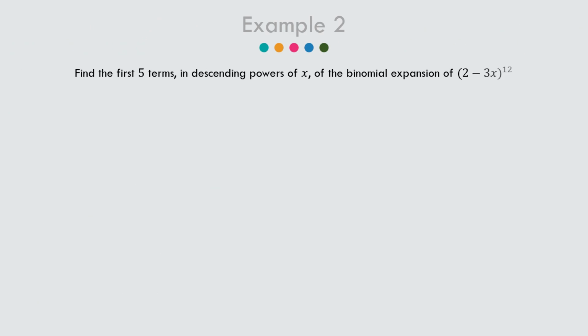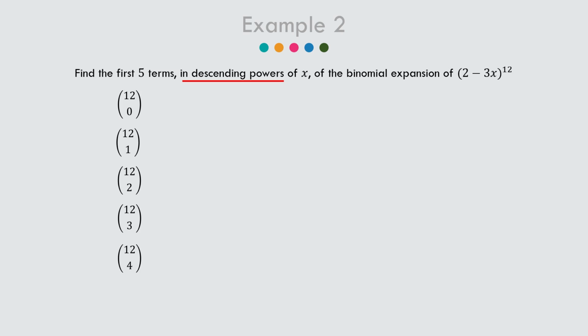In this example, we are asked to find the first 5 terms in descending powers of x of the binomial expansion of (2 - 3x)^12. Notice that in this question we need to find the terms in descending order. So far we've only been finding terms in ascending order. So what's the difference? Well, nothing really. All it means is that we're going to find the terms from the other direction. Let's write down the binomial coefficients first. Do you notice that nothing has changed here? The reason why is because the binomial coefficients are symmetrical, so it doesn't matter which way around we write them.